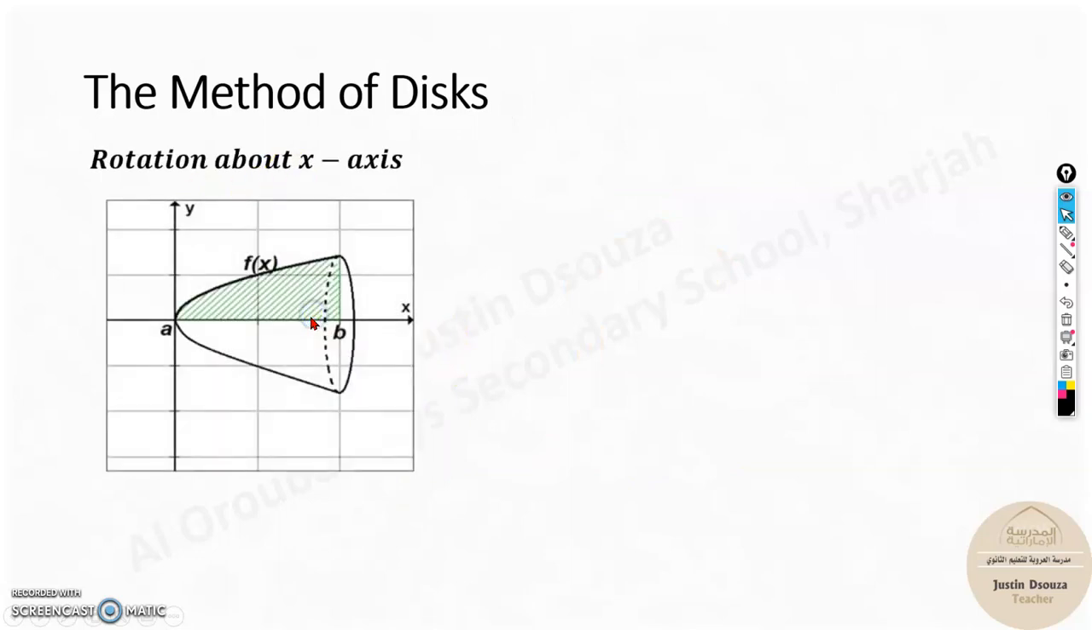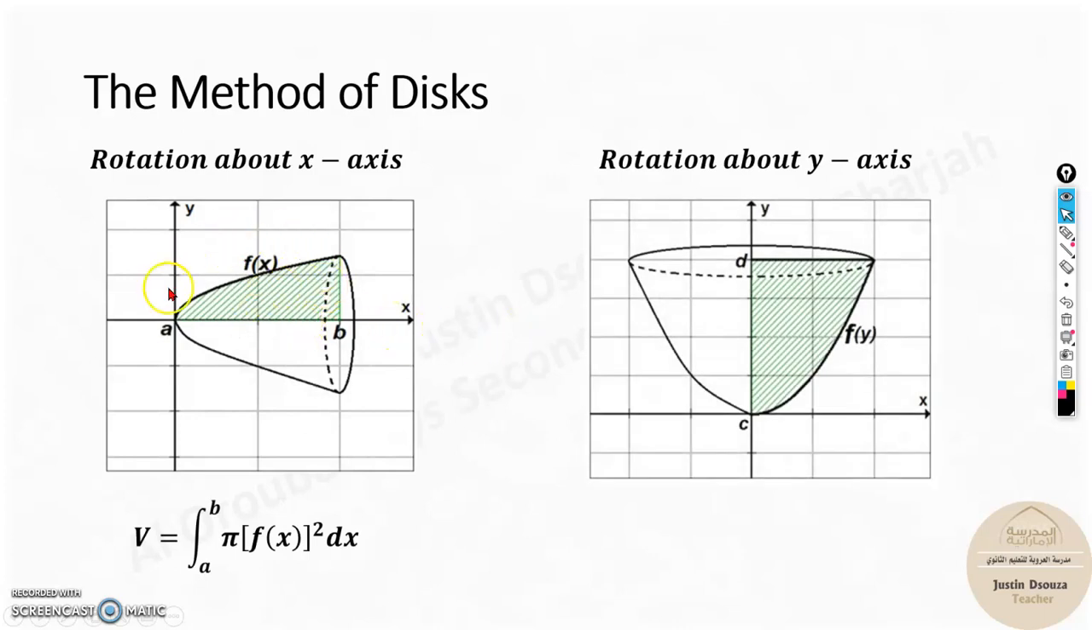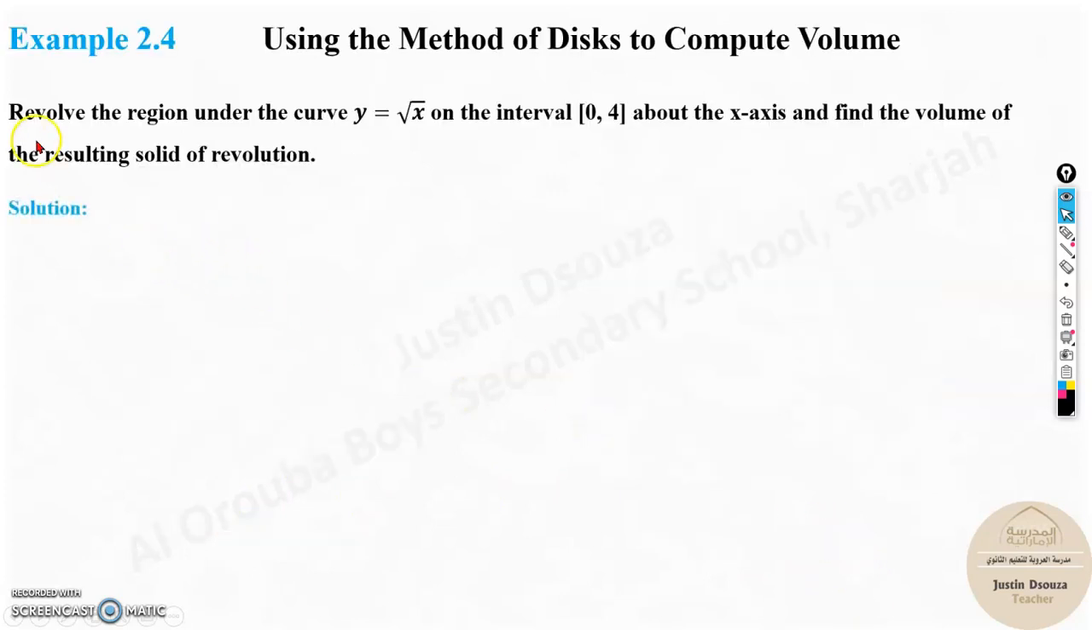Rotation about the x-axis. This is just a quick review of the formulas. When you're rotating along the x-axis, it's something like this. This will be the given function. Rotated, you'll get this. This is the formula. For the y-axis, this is the formula. Now, we will see an example problem.